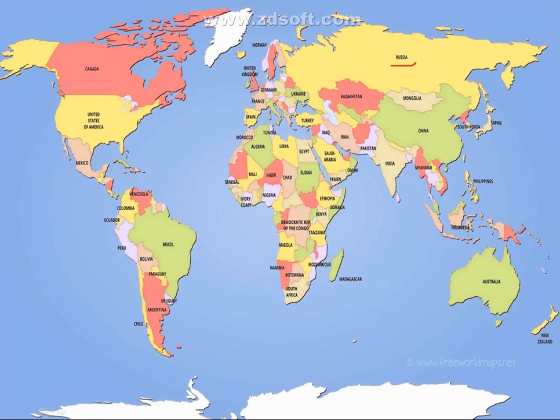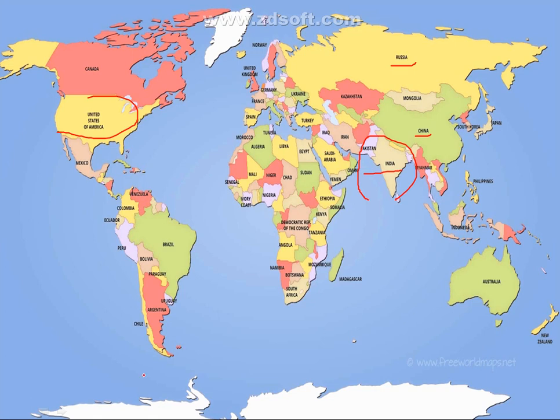Guys, let me note some facts. The most populated country in the world is China. Its capital is Beijing, and it has about 1,800,000,000 population, which is a huge mass. The second most populated country is India over here, about 1,200,000,000 population. Its capital is New Delhi. Its currency is the rupee. The third one is the United States with about 350 million population.